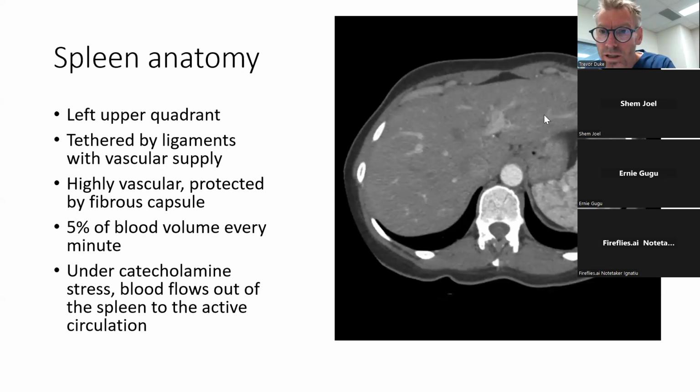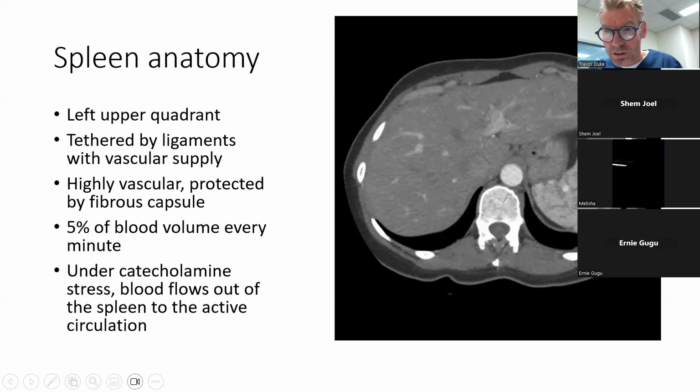The spleen, I'll just move this and show you. The spleen, as you know, is located in the left upper quadrant. This is a CT scan of the abdomen, looking fairly superior in the abdomen. You see a large liver on the right side. This is the kidney coming into view, and there's the spleen here, just here. You can see this is the spleen. It looks about the same consistency as the liver. This is a non-contrast picture.